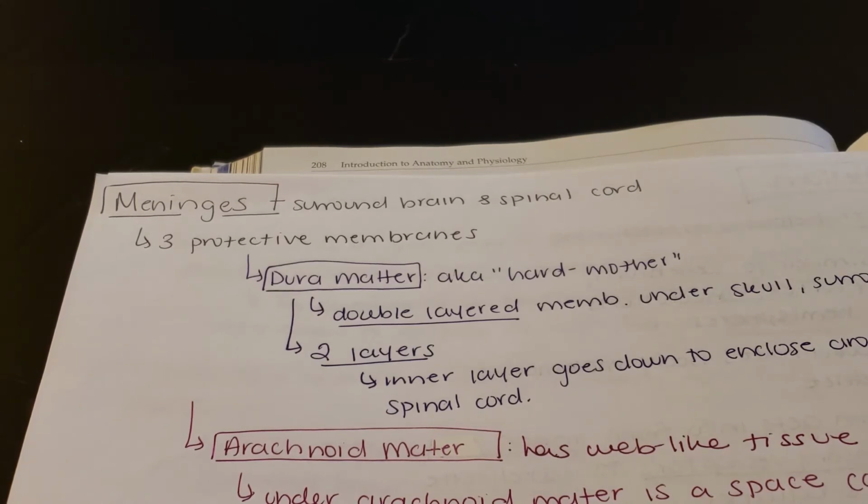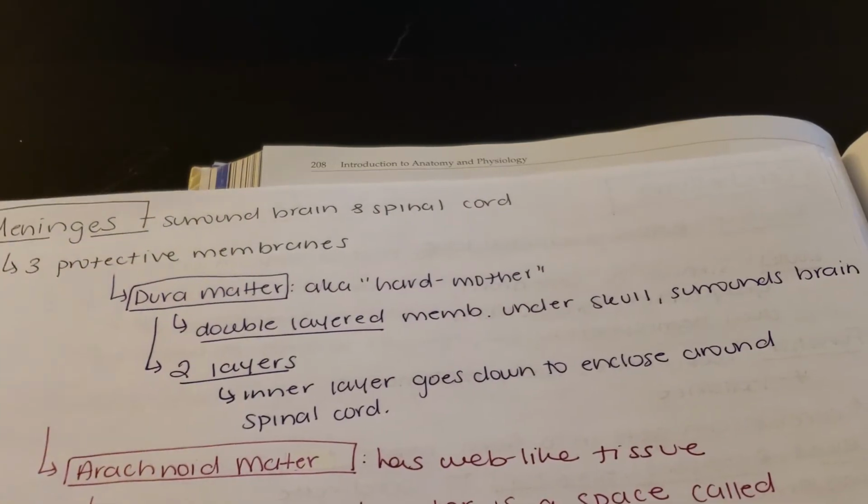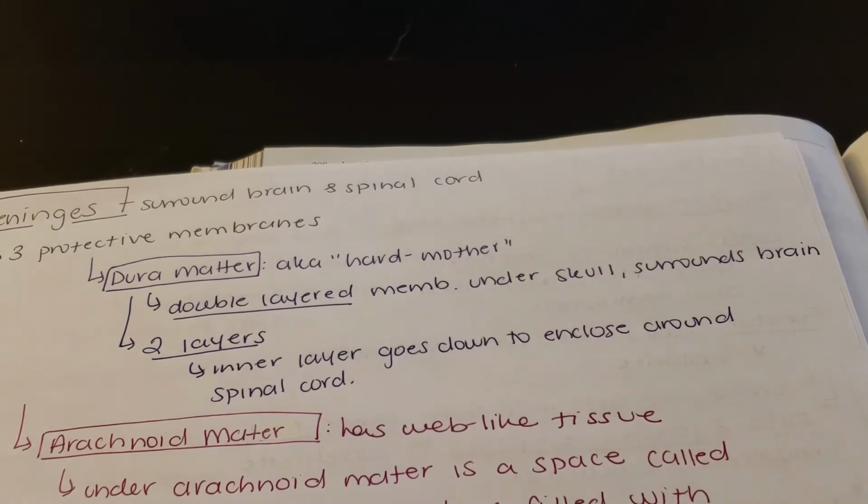And there's 3 layers that go with this. The first layer is the dura mater, which actually means hard mother. Why they named it that, I don't really know. But probably because it's the outer layer and it's a lot more durable than the other layers. But like I said, it is double layered. So it's located right under your skull and it surrounds your brain. The 2 layers are the outer layer, which is right under the skull, and then there's another one that goes right underneath. The second layer of this dura mater actually goes down to enclose around the spinal cord.